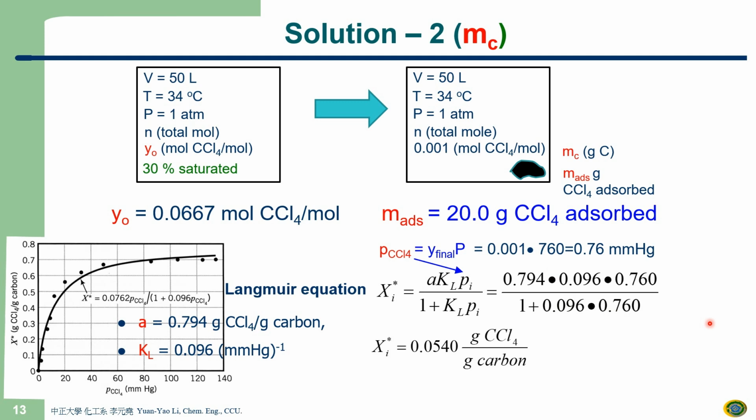Okay, so MC will be 370 grams of carbon. This is not difficult as long as you know this equation and you know the constants. So please go home and practice by yourself. Okay, I think I have run out of time today.